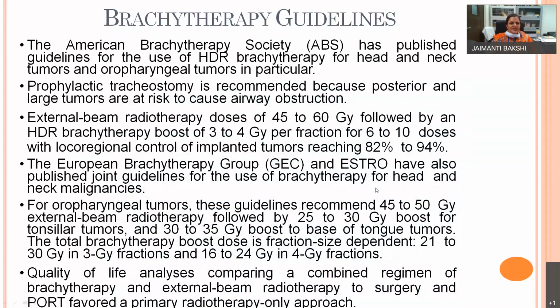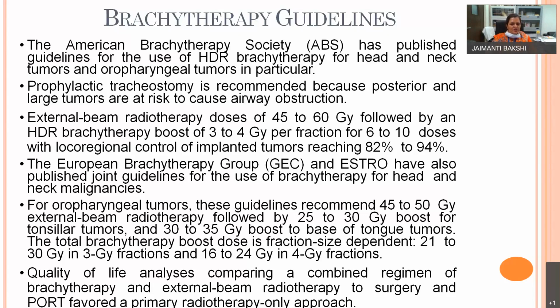So brachytherapy guidelines have been given by the American Brachytherapy Society, and they have published the guidelines for the use of HDR brachytherapy for head and neck tumors and oropharyngeal tumors in particular. Prophylactic tracheostomy is recommended whenever brachytherapy has to be given. External beam radiotherapy doses of 45 to 60 grays, followed by an HDR brachytherapy boost of 3 to 4 grays per fraction for 6 to 10 doses, with local regional control of the implanted tumors reaching 82% to 94%.